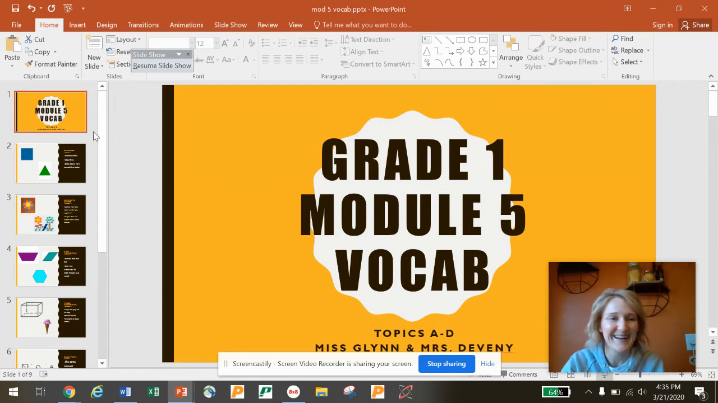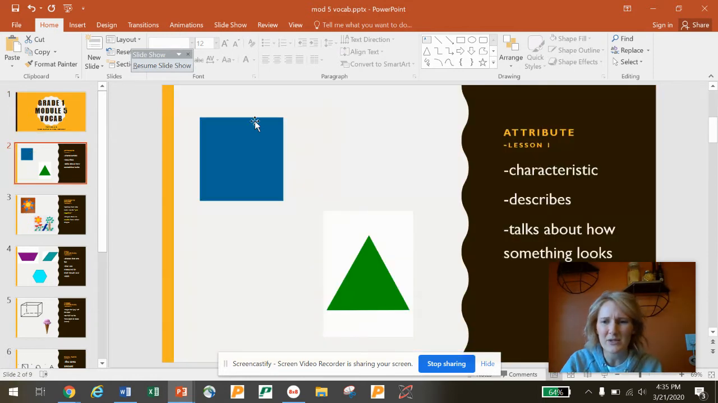I miss you guys. The first word that I noticed in Module 5 that is a little bit tricky is called attribute. An attribute is nothing more than a characteristic or a word that you might use to describe something else. So, for example, an attribute of this square might be that it is a four-sided shape. So there's one, two, three, four sides. An attribute to this triangle might be that it has three corners, one, two, three. So they're just words that help describe something else. So when you hear that big word attribute, you actually already know what it means, just describing words.